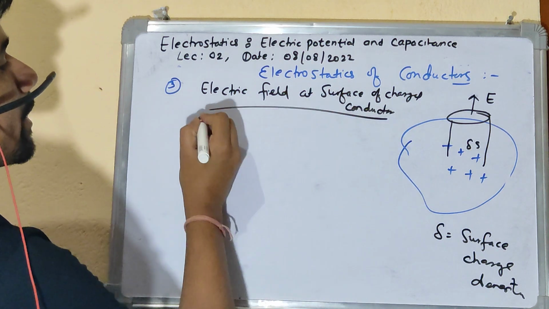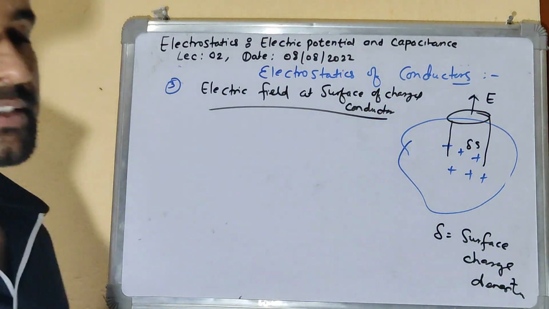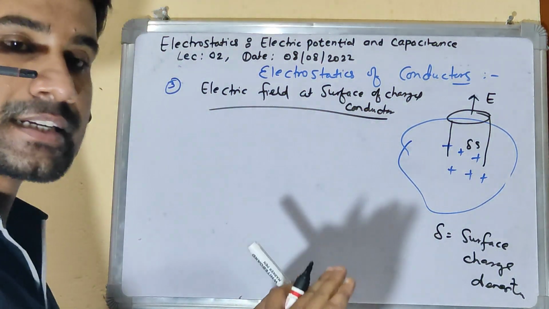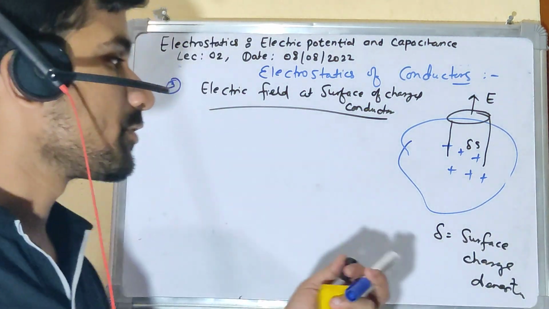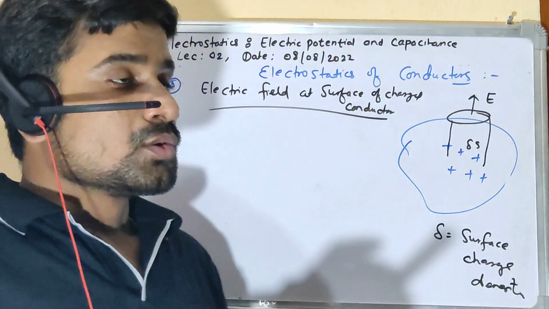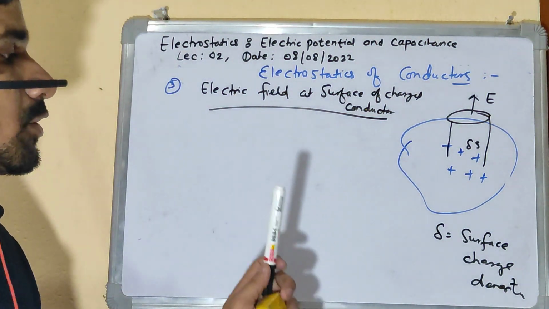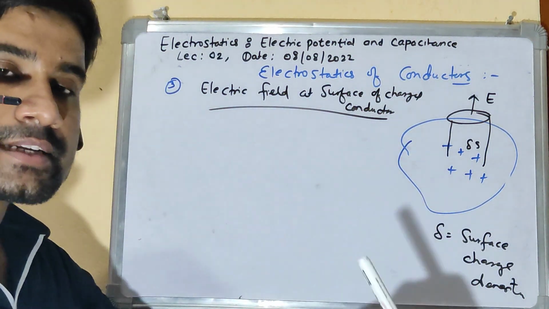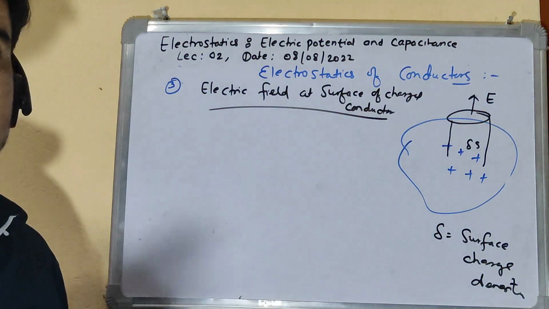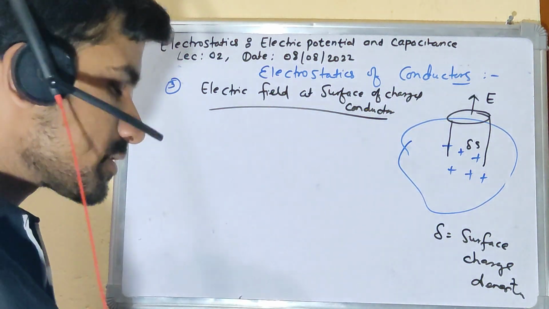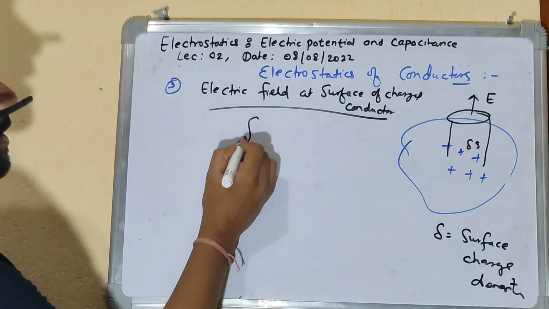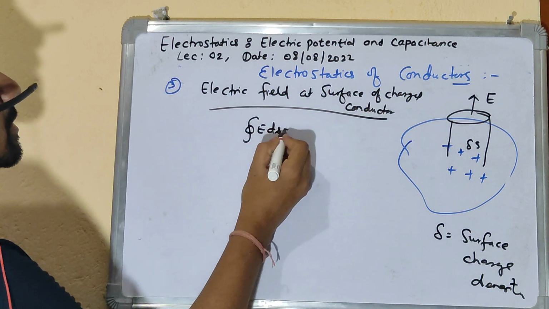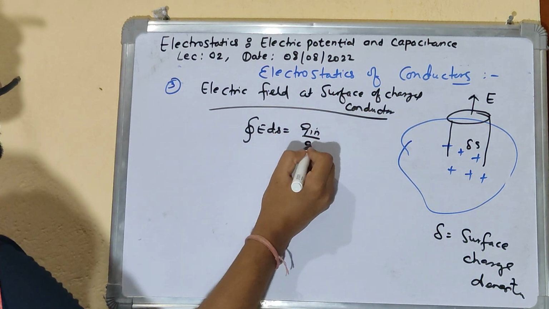So very quickly we'll find what is the electric field at the surface of a charged conductor. This is a charged conductor. It has charges on the external periphery, right? If I need to find the electric field on its surface or nearby points, we can apply Gauss law, right? What Gauss law says is that the surface integral of the electric field is given by the charge enclosed by epsilon naught, right?